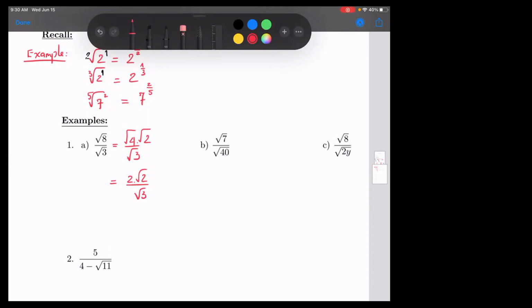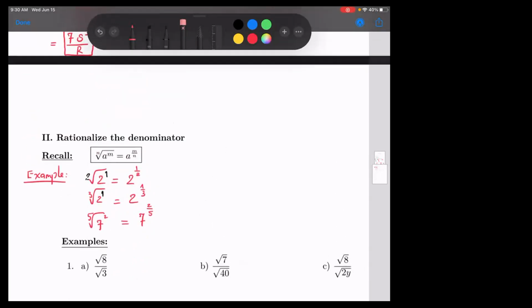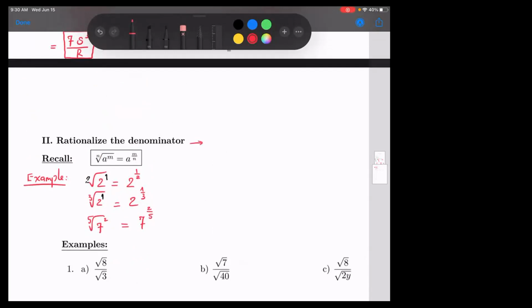You know what? No. I want us to rationalize the denominator. Sorry about that. I forgot. So what does that imply? Rationalize the denominator. That means we don't want a radical in the denominator. We don't want a root in the denominator.